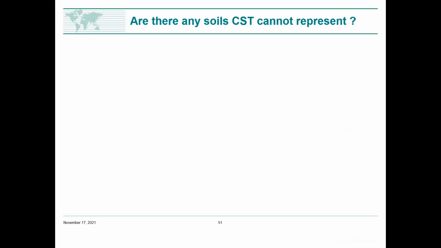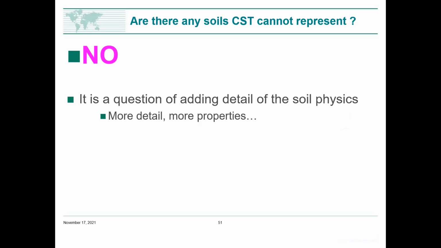Okay, are there some sorts of things critical state theory cannot represent? Well, those of you who know me know I'm an exponent of critical state theory. So of course I'm going to say no, critical state theory can do anything. We can represent every material. But let's get a little bit less sales mode, and let's do it more fundamentally. It's really a question of adding detail of the soil physics. Of course, more detail means more properties. That means more work, but let me show you.